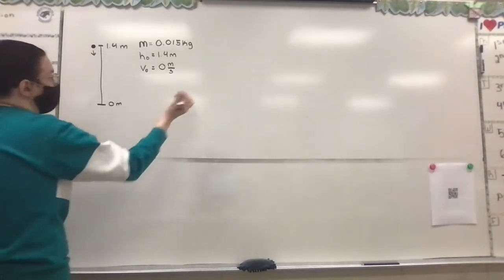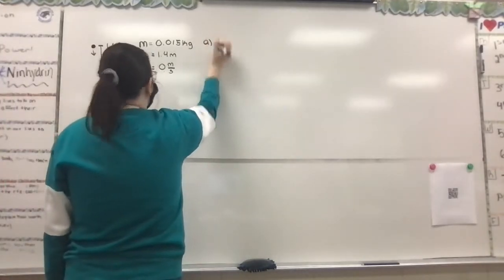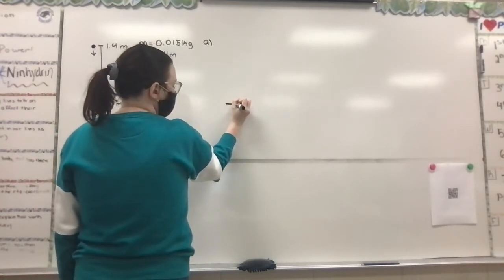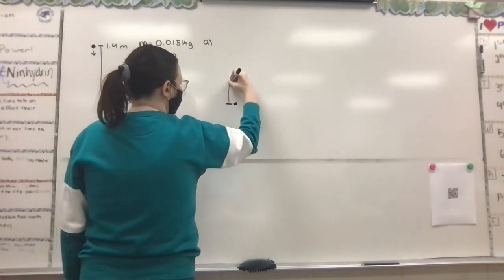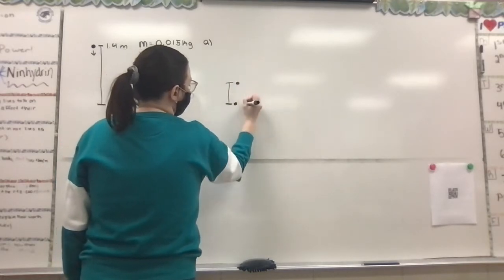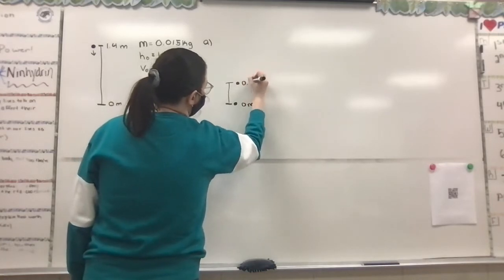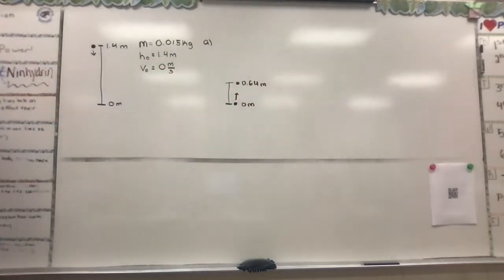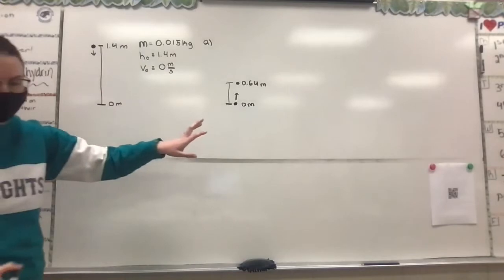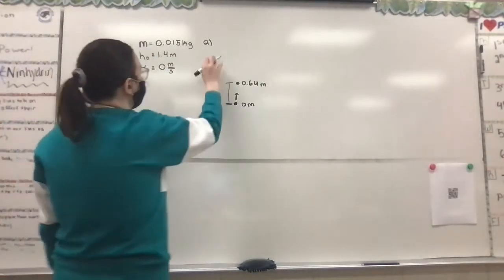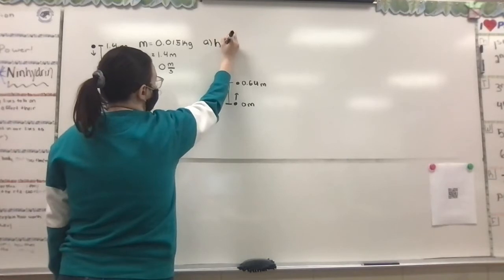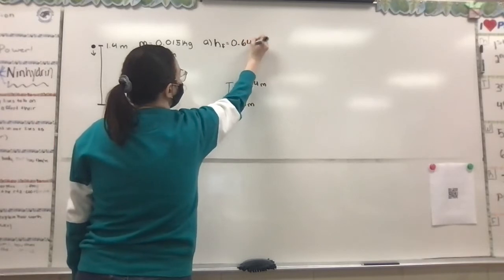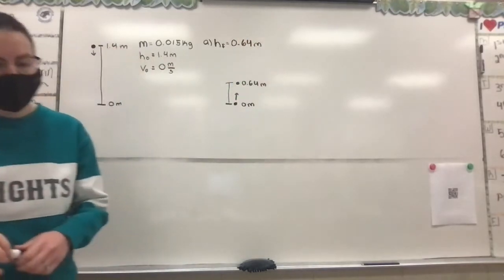So what part A is talking about is that it hit at 0 meters and then it bounced back up to 0.64 meters. Okay, so that's sort of the situation that we're dealing with in part A. Which means that in part A, what is our final height? 0.64 meters.